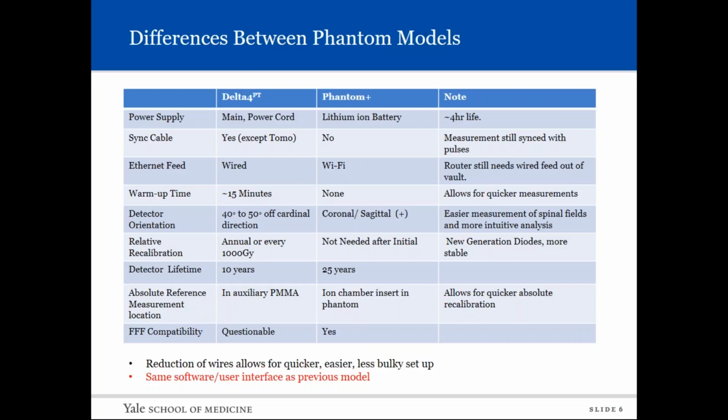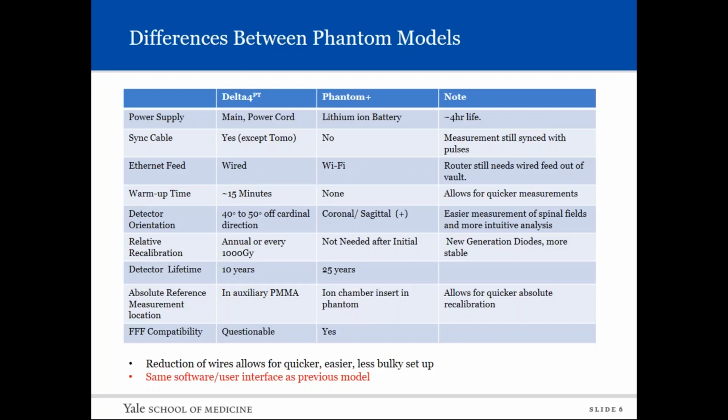The older model required external connections to power the device, to transfer data, and to sync to the accelerator pulses, so 3 cords in all. Power is now supplied by a rechargeable battery. This battery has an approximate life of about 4 hours. Data is transferred wirelessly, and the sync is now under automatic control. All these steps save time.